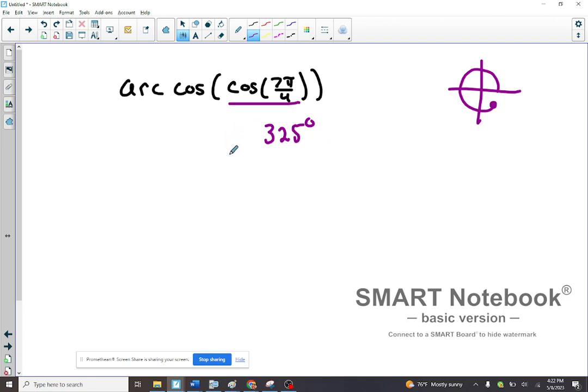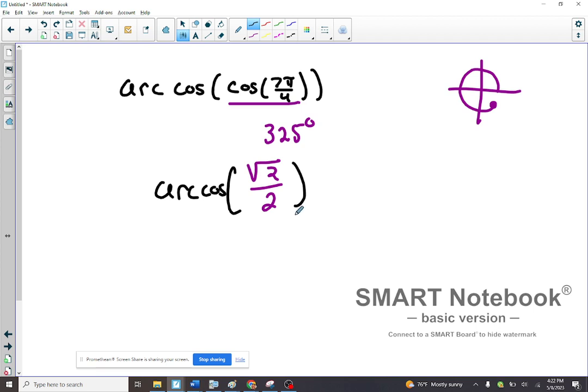So it has a reference angle of 45 degrees. What is the answer here if it's in the fourth quadrant? Also negative? Not negative root 2 over 2. It's cosine, so it's going to be positive root 2 over 2. Okay, so now I have arc cosine of root 2 over 2.